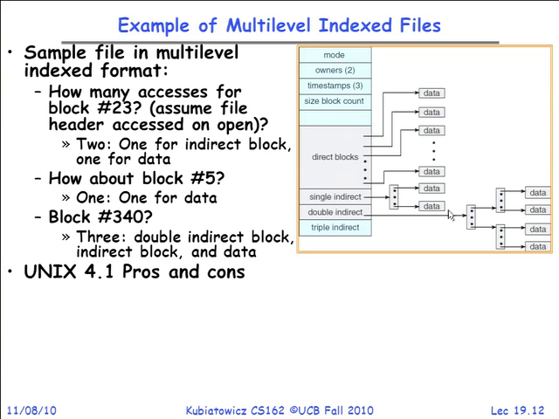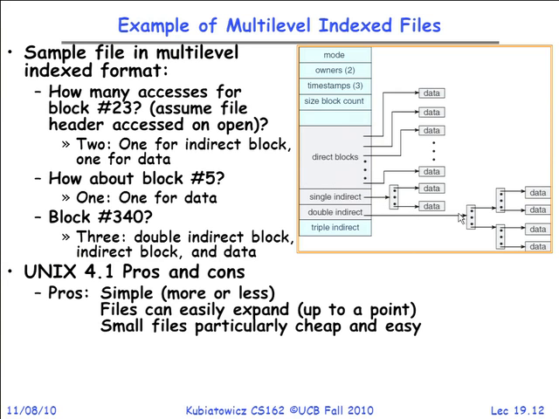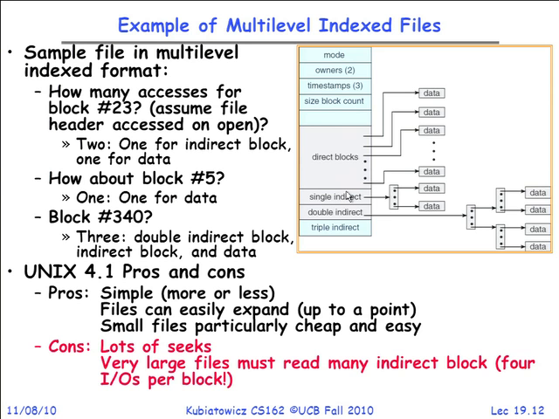Okay, pros. Simple, more or less, right? Files can easily expand up to a point. Small files are very cheap. Cons, lots of seeks. Why? Well, because potentially this data may not be close to each other, and so maybe you don't actually have very efficient access.